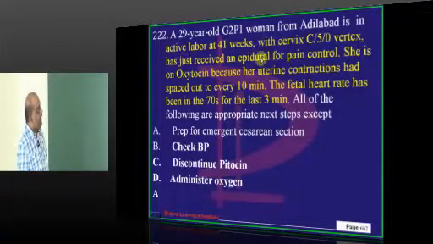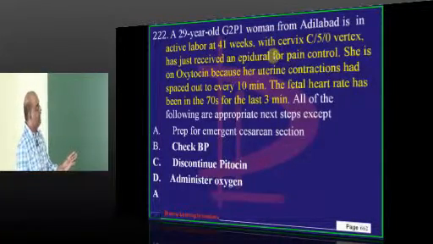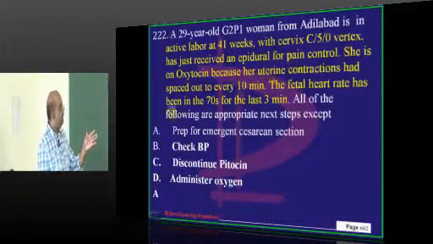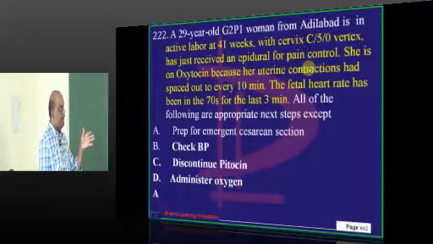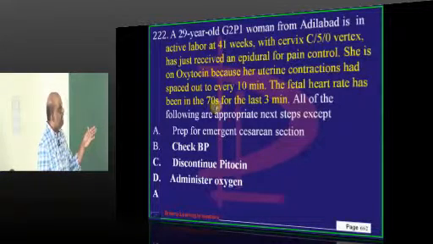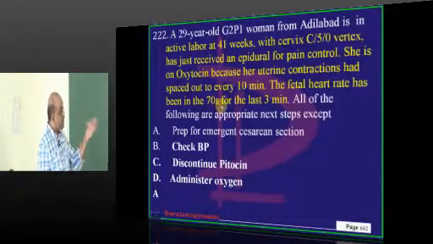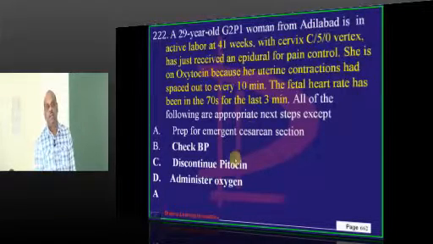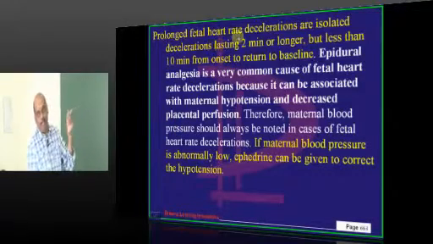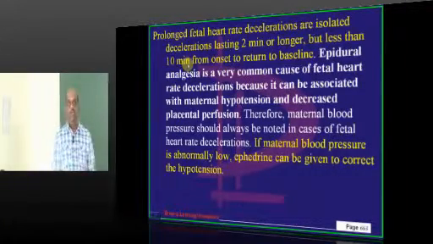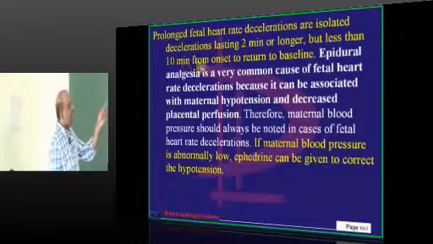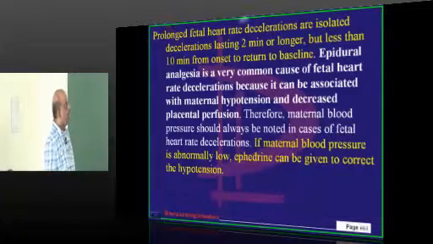A 29-year-old G2P1 in active labor at 41 weeks, with cervix position being given, and epidural was given for pain control. Oxytocin had been given for contracting the uterus, and the fetal heart rate has been in the 70s for the last 3 minutes. This is a prolonged fetal heart rate deceleration, isolated decelerations longer than 2 minutes but less than 10 minutes. What do you want to do?